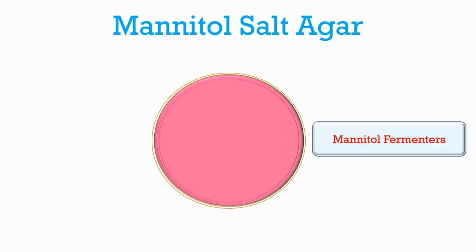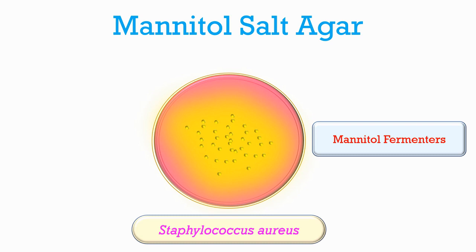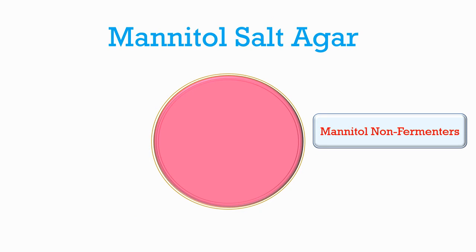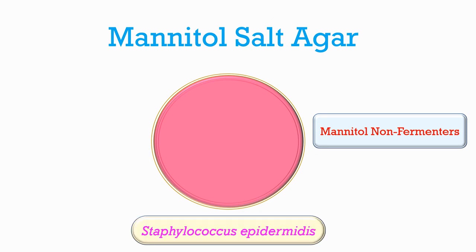Since mannitol is the only sugar in the medium, the difference is produced by mannitol fermenting Staphylococcus by producing acid. The color of the medium changes from red to yellow. Example is Staphylococcus aureus that forms lush pigmented colonies surrounded by a yellow halo due to mannitol fermentation. Non-pathogenic staphylococci form small red colonies without any change in the color of the medium.